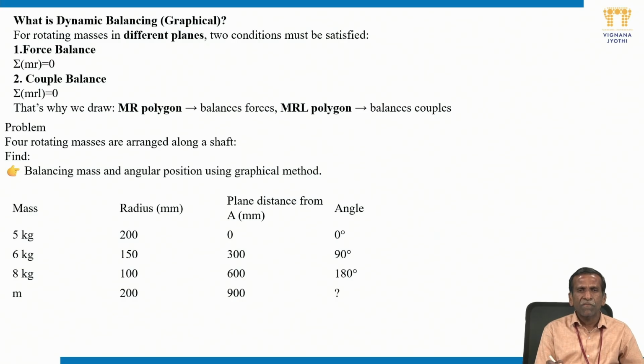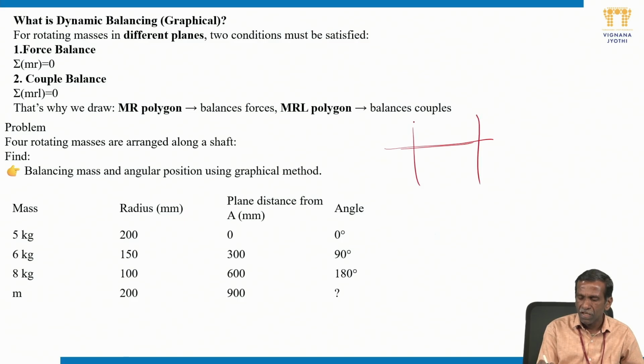So for rotating masses in different planes, two conditions must be satisfied, as you know: force balance and couple balance. So we need to draw the MR polygon as well as MRL. MRL means couple. How do you calculate? Force into distance from the reference plane where the force is acting. Suppose here are two forces, this is one plane, this is another plane, so some force is here. What is this force? M r omega square.